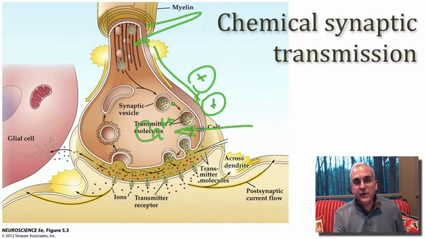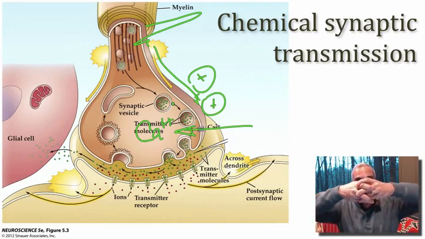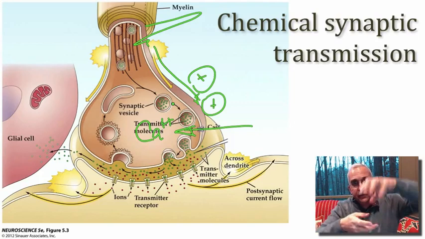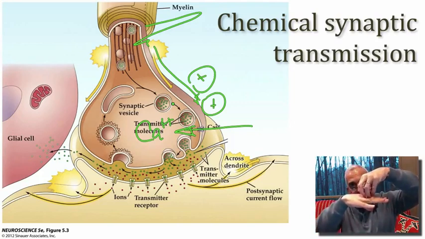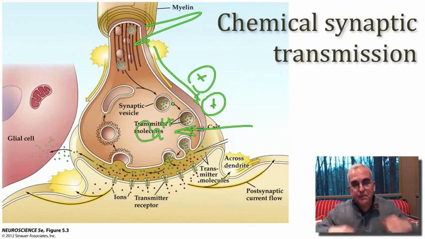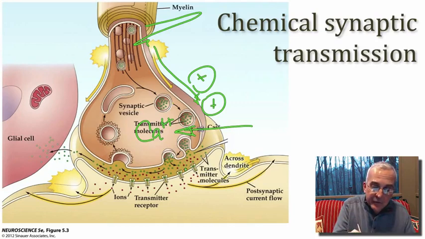And I'll just remind you that this happens when calcium interacts with synaptotagmin, and that leads to a twisting and pulling together of that snare complex that results in the fusion of that vesicle with the presynaptic terminal membrane. And that fusion event creates a pore so that the transmitter can diffuse out. And then once we have a transmitter in the synaptic cleft, then that transmitter can interact with receptors.